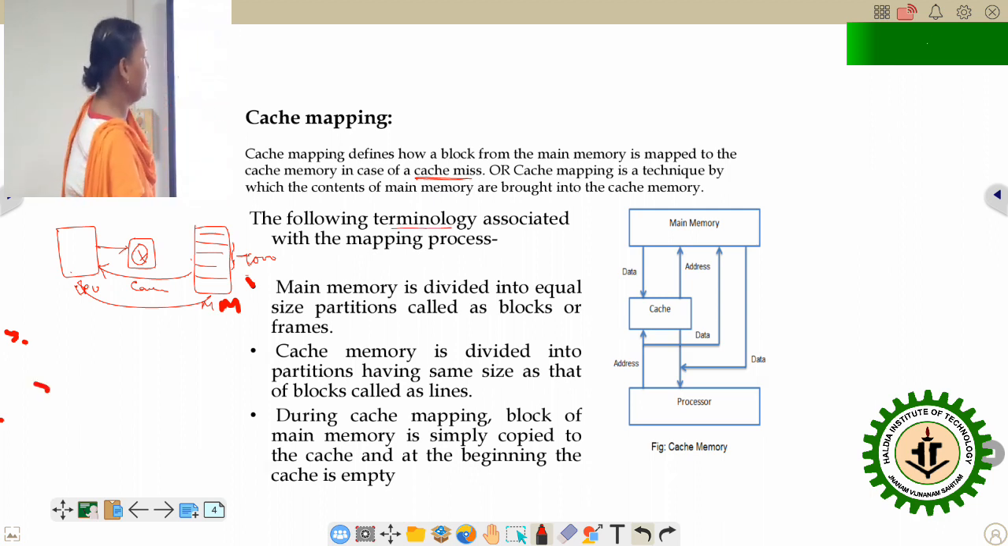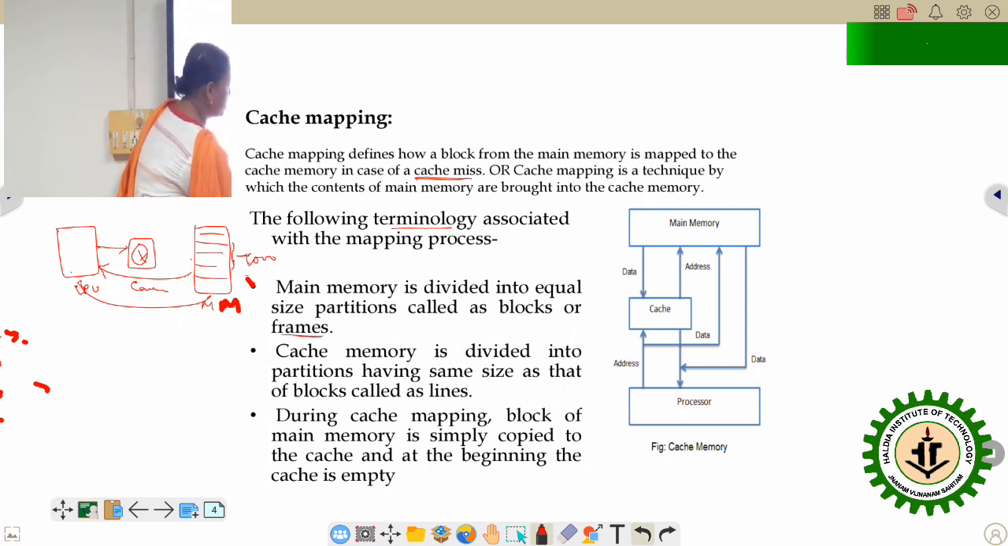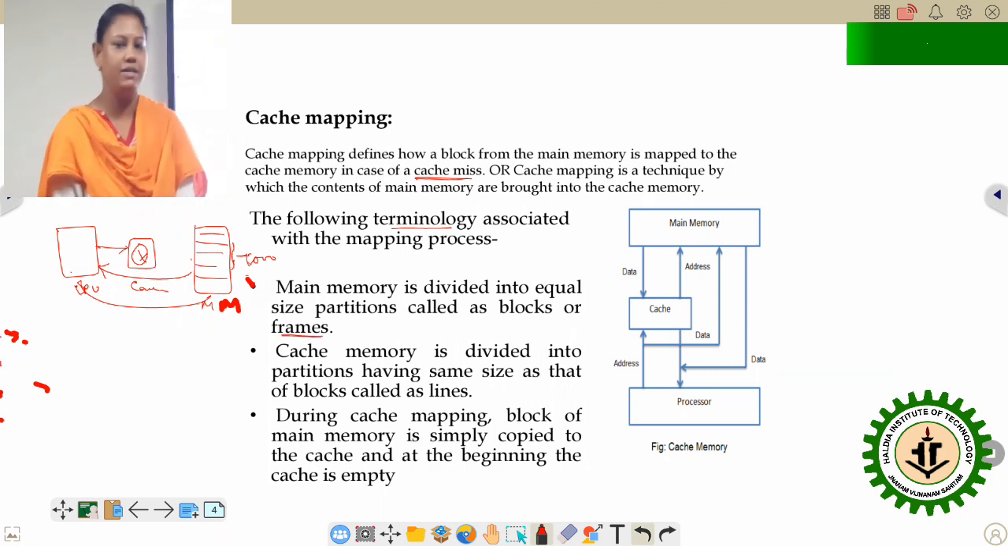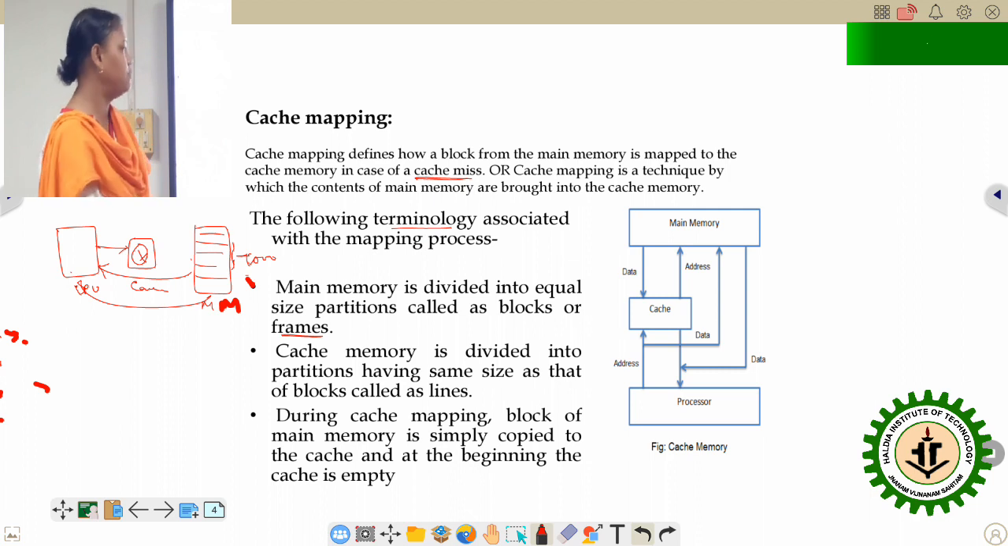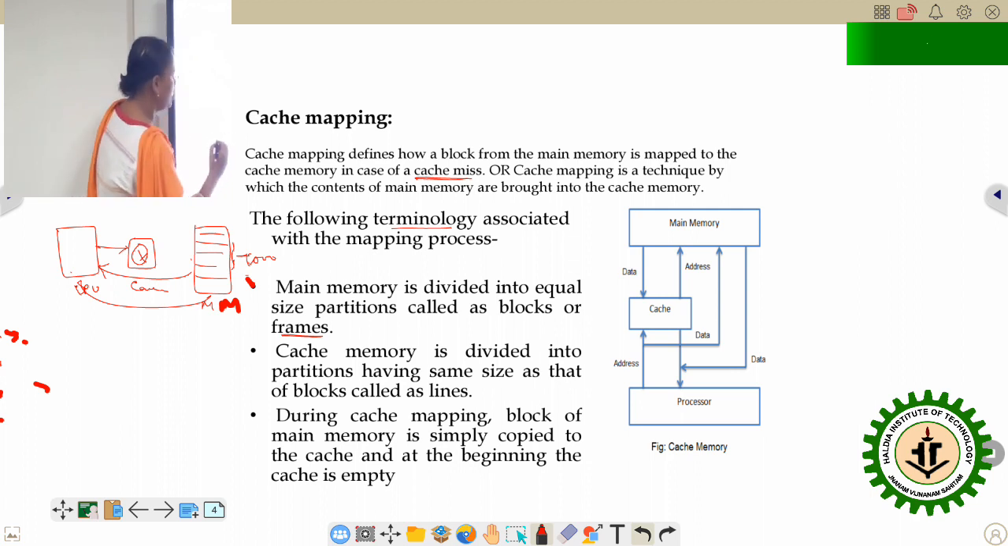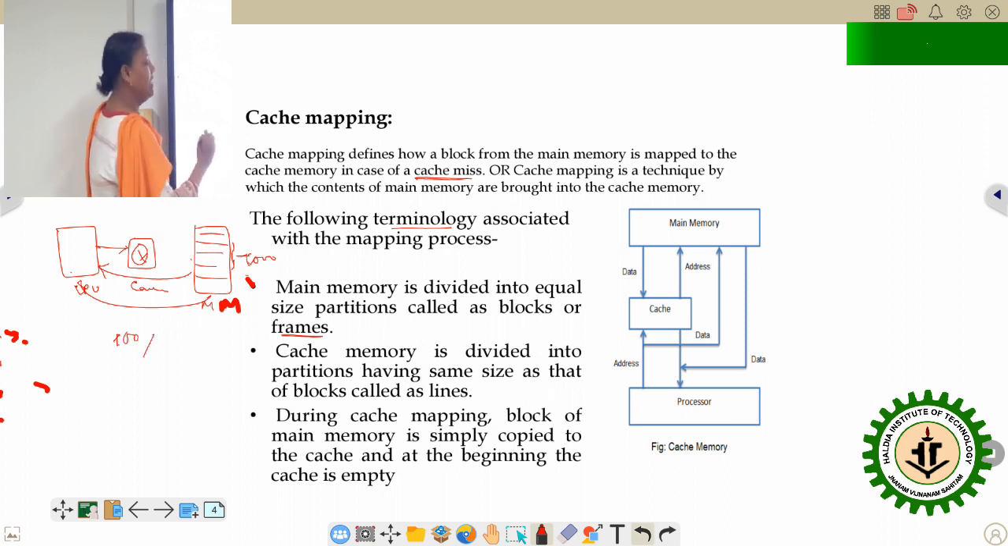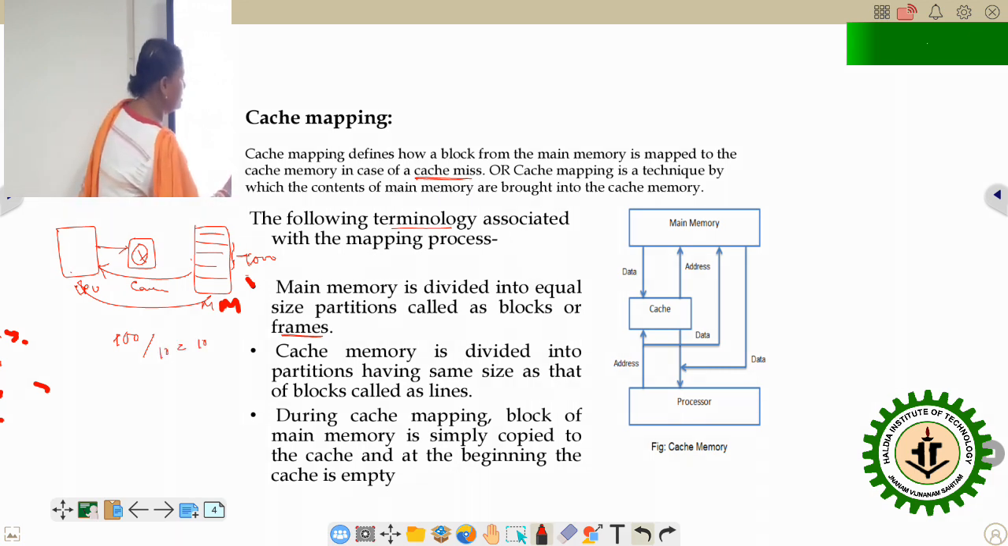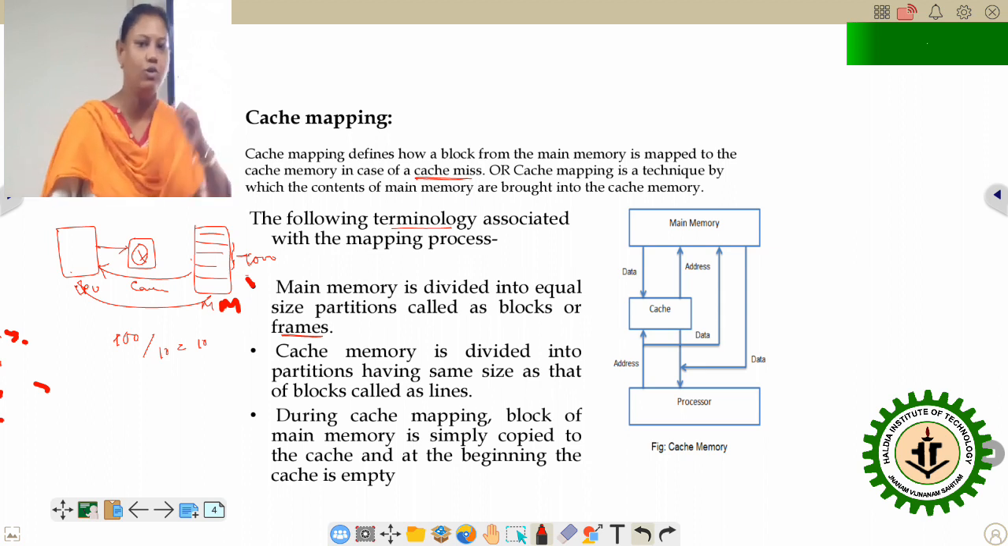So first point is the frame. Main memory is divided into equal size partitions called blocks or frames. That is, suppose your memory consists of 100 locations, and if I consider each 10 memory locations as a block, then 100 by 10, that is 10 blocks present in your main memory.